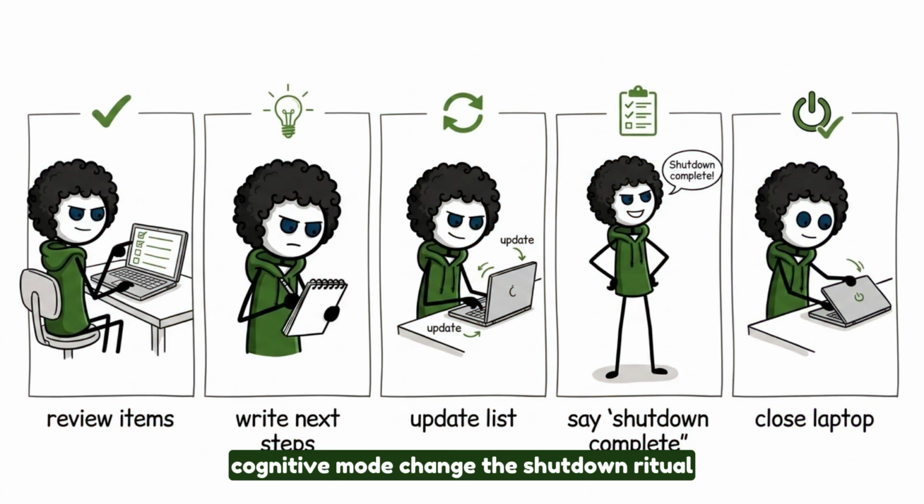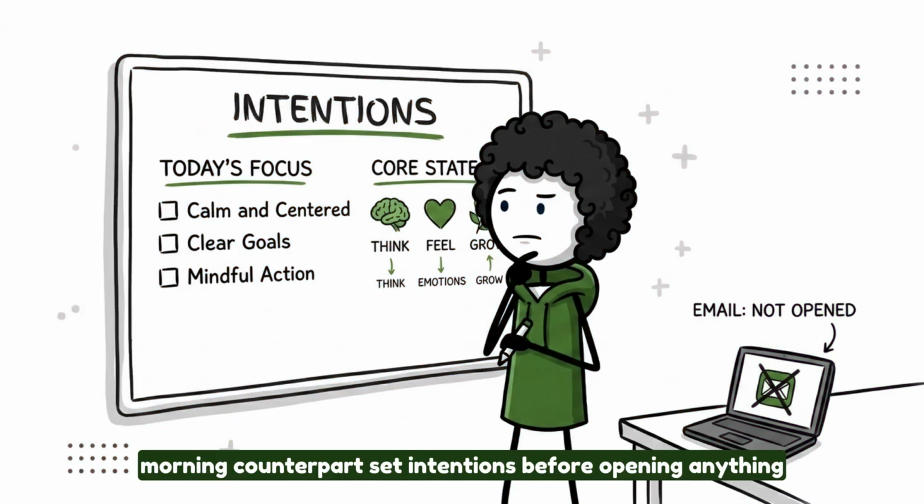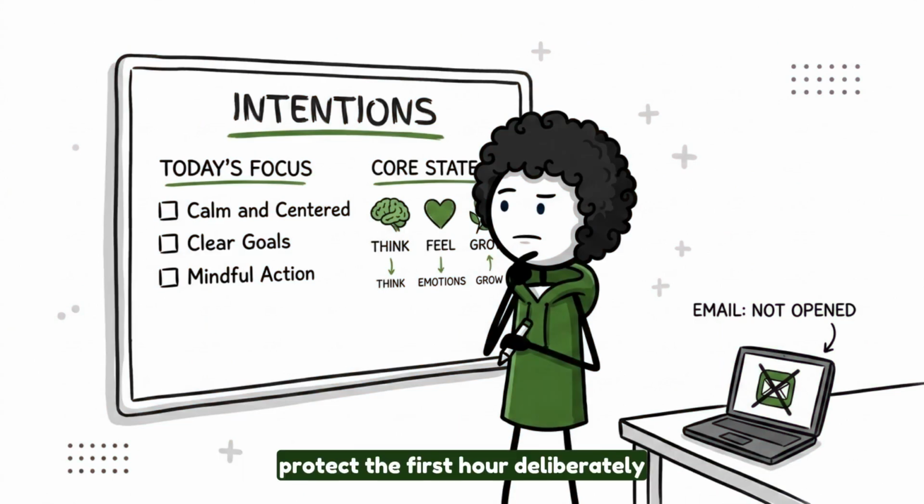The shutdown ritual. Review open items. Write next steps. Close laptop. Say shutdown complete. With a consistent shutdown ritual, evening rumination drops measurably. Loops closed, brain rests. Morning counterpart. Set intentions before opening anything. Protect the first hour deliberately.